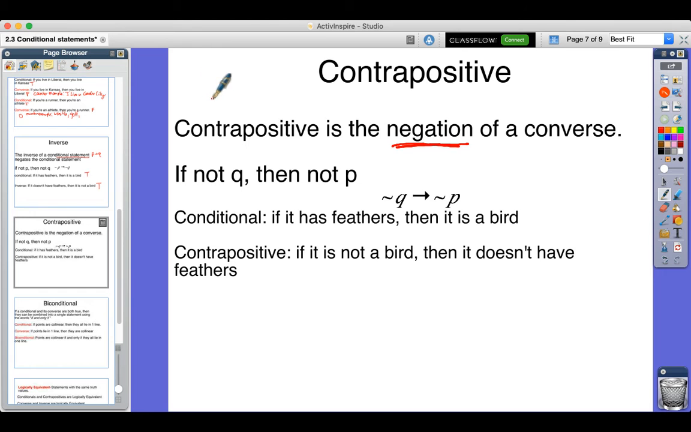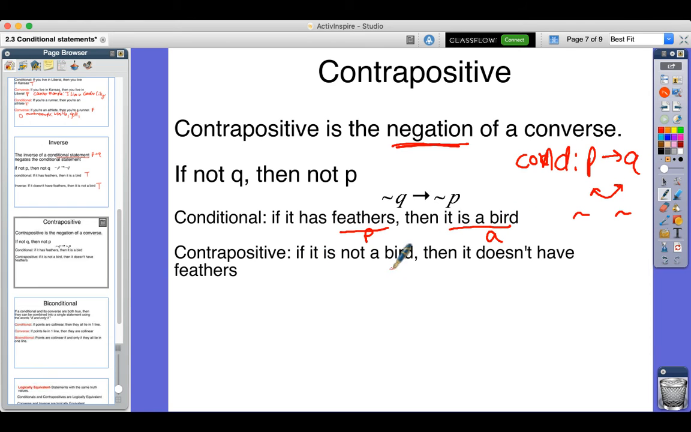So remember, original conditionals come in the form of P implies Q. So not only did we flip it, these two spots right here, we also negated them. So we flipped them and negated them. So the original statement is, if it has feathers, then it's a bird.